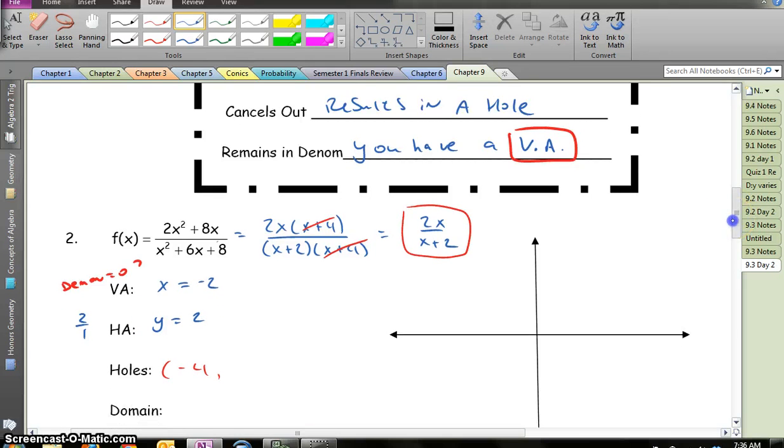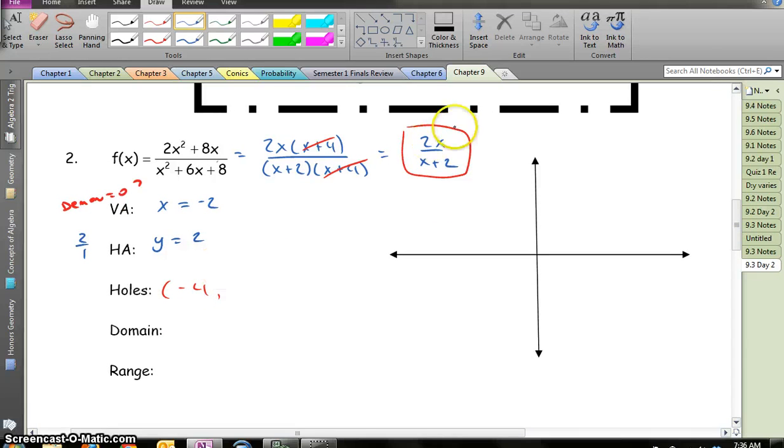Now for the hole, I'm going to put this in my simplified form. So 2 times negative 4 over negative 4 plus 2 gives me negative 8 over negative 2, so I get positive 4. Sorry, let me put that in red so it matches. Positive 4. Now let's draw a graph before we talk about domain and range. So vertical asymptote at x is negative 2, and horizontal asymptote at y is 2.